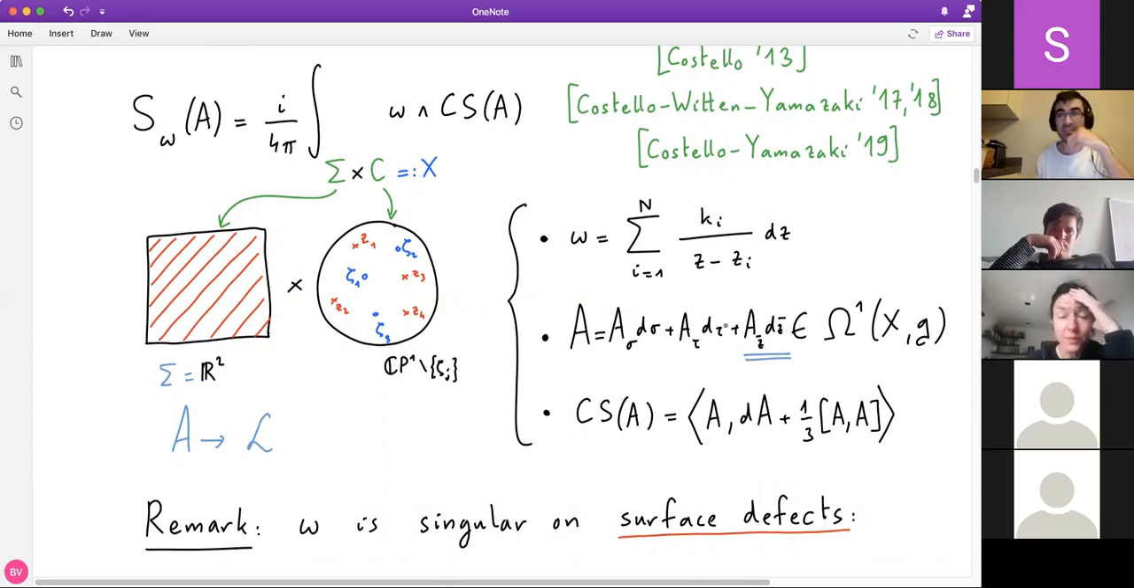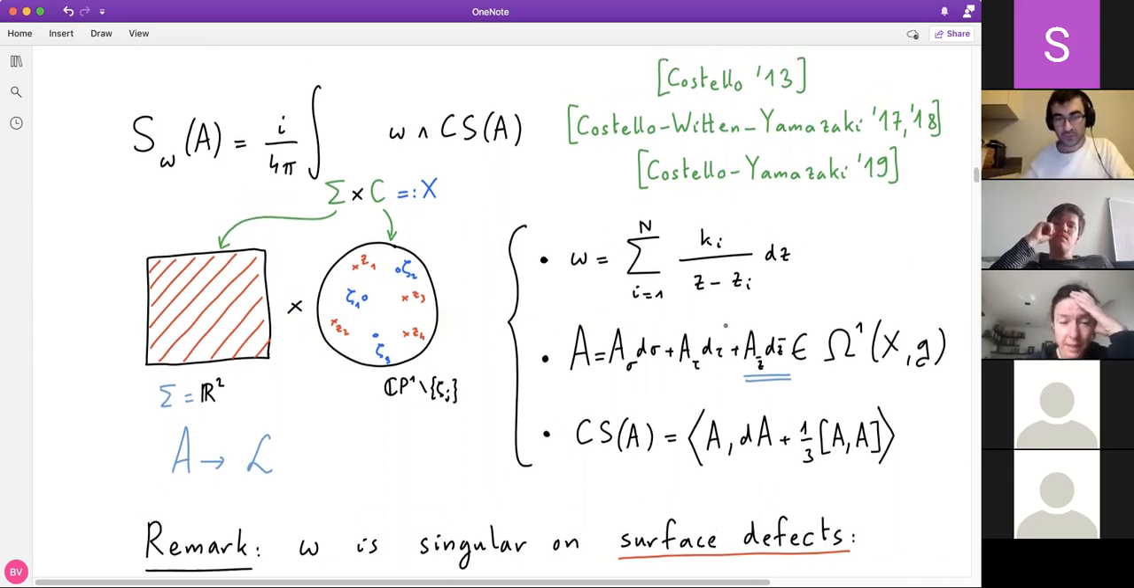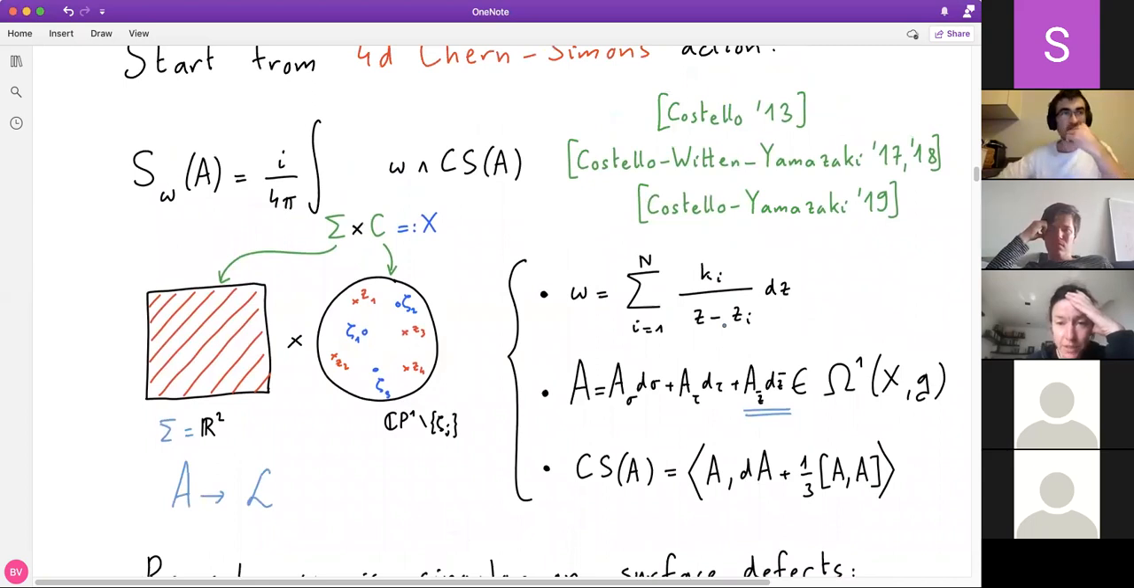May I ask a question? Yes, please. In the original setting of Costello, Witten, and Yamazaki's papers, omega would have been just a holomorphic one form on the Riemann surface, in other words, there would be no poles. Absolutely, yes. And there we could insert Wilson lines. Yes. What you're telling us to do is something else. So do you think of introducing poles as having something to do with the Wilson lines or not?